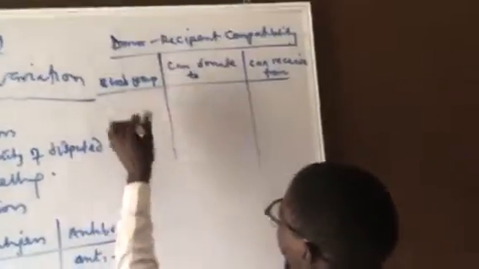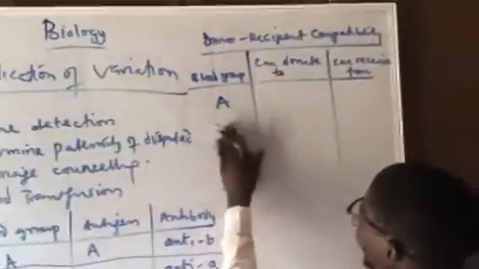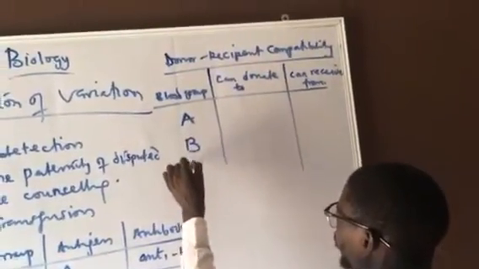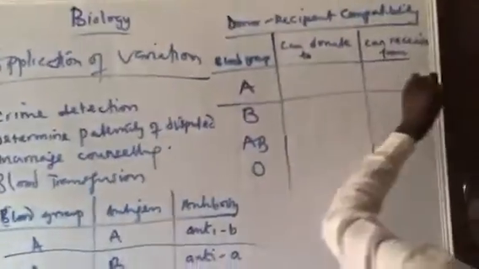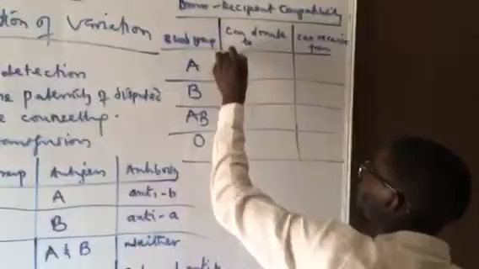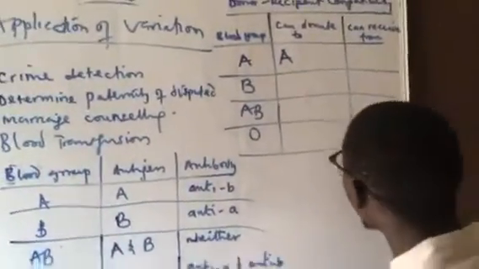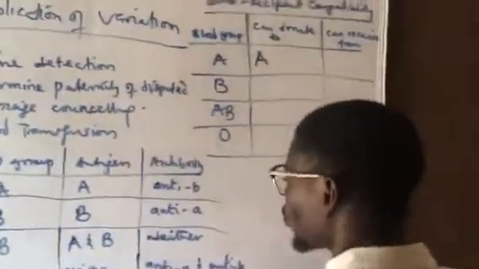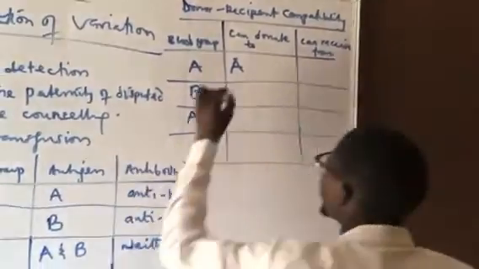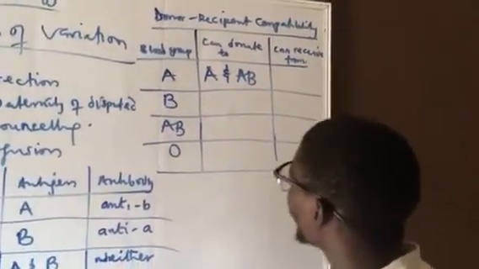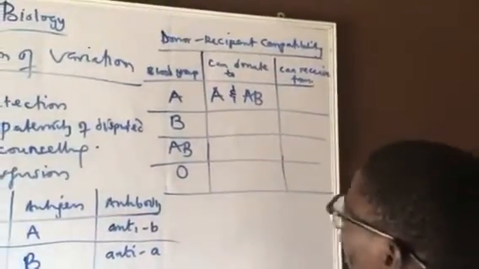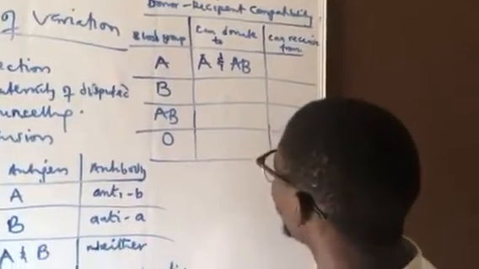So we have blood group A, we have blood group B, we have blood group AB, and we have blood group O. So we said blood group A can donate to blood group A. Blood group A can also donate to blood group AB, since AB can receive from anybody. So blood group A can donate to blood group A, and it can also donate to blood group AB.